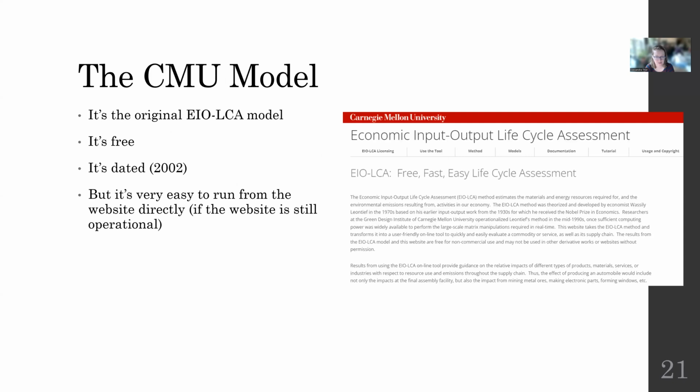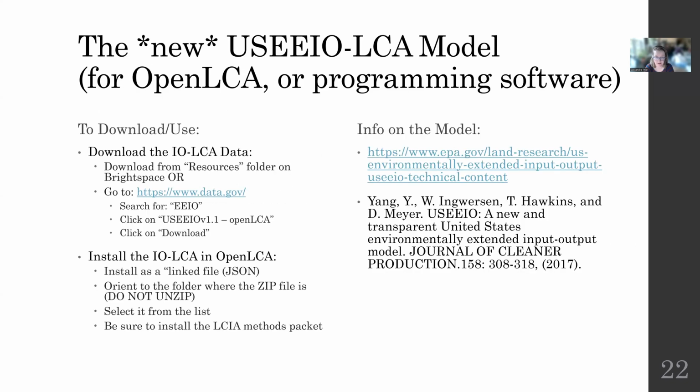So here's one of the models. This is the Carnegie Mellon model that I mentioned, which I don't know if you can still access it online, but it used to be a website. You just come in and you actually use the tool right on the website. The new IO model is what they call the US EEIO. So it's the United States Environmentally Extended Input-Output Lifecycle Assessment Model.